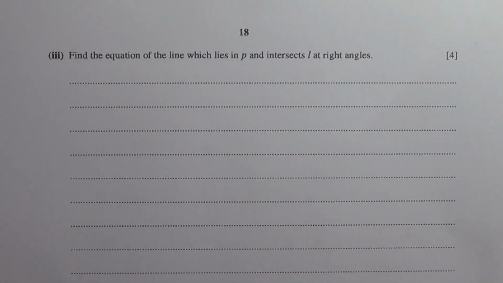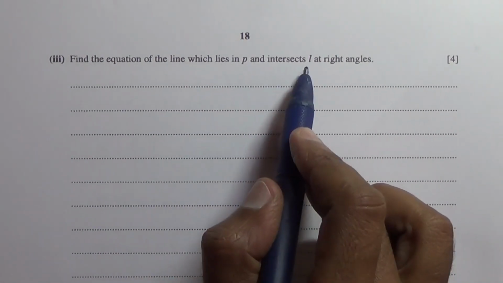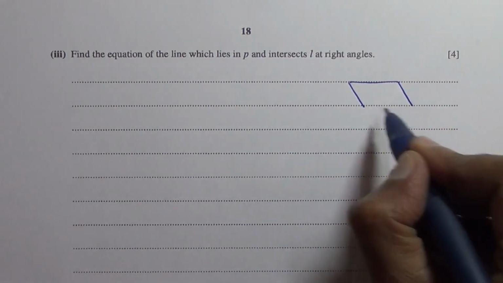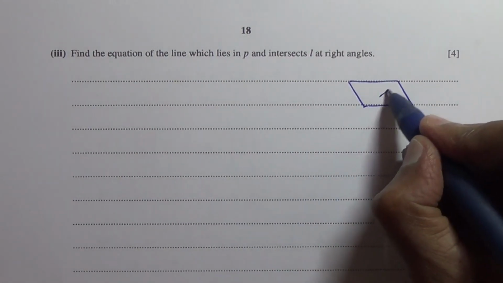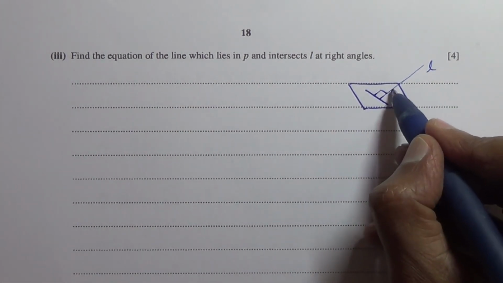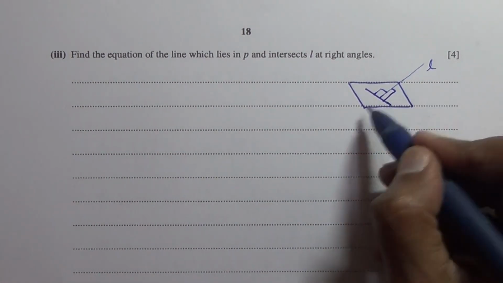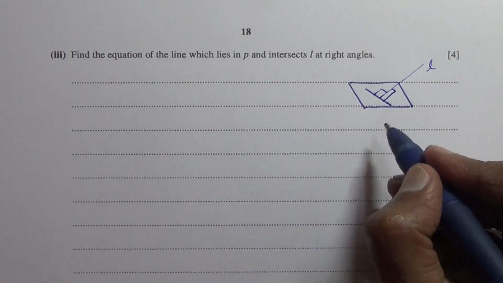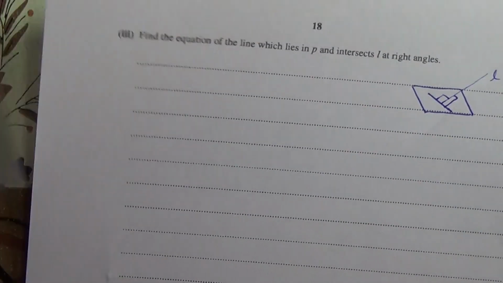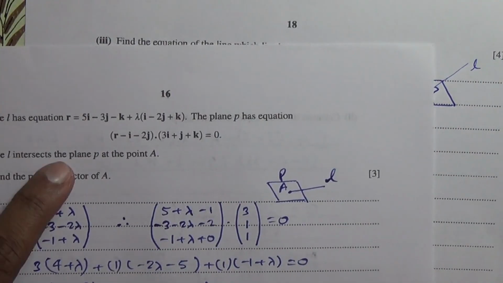Okay, the last part of the question: find the equation of the line which lies in P and intersects L at a right angle. Now, you may have your plane like this, and here's the line L. There's another line lying in here, and it makes 90 degrees. So we need to find the equation of this line. Remember what was the equation of the plane? We've got the equation of the plane and the line.